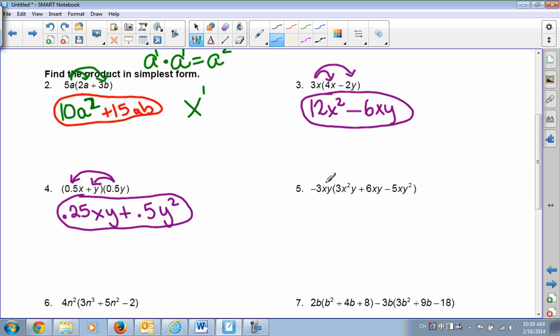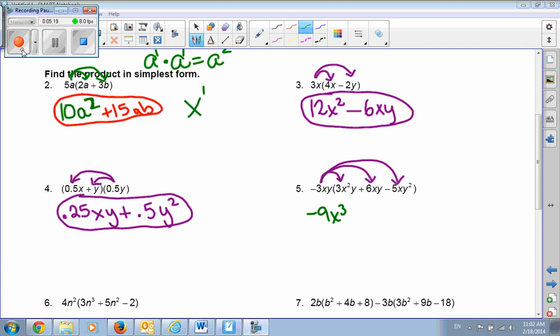Now we have a monomial and a trinomial. So the monomial times the first term, times the second term, and times the third term. You multiply regular coefficients like normal numbers. So the -3 and the 3 are coefficients. So negative 3 times 3 is negative 9. Then we have an x times an x squared. So that would be x cubed.